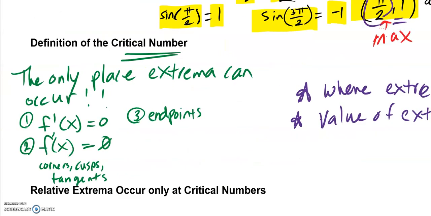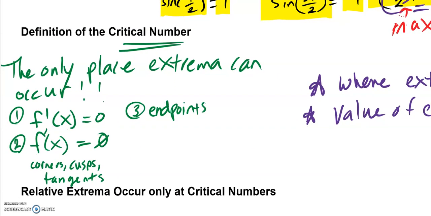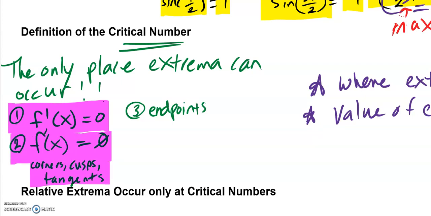And then to define a critical number, it's the only place the extrema can occur. Now, I have 3 options. Number 1, that's where the first derivative is 0. Always go there, okay? Number 2, extrema can also occur where the first derivative does not exist, and we've talked about that. Those are corners, cusps, and vertical tangents. And then number 3, you want to look for extrema at the endpoints. Those are the only 3 areas that your extrema can occur, and they are all considered critical points. So you have to look at them and determine whether or not they're important.